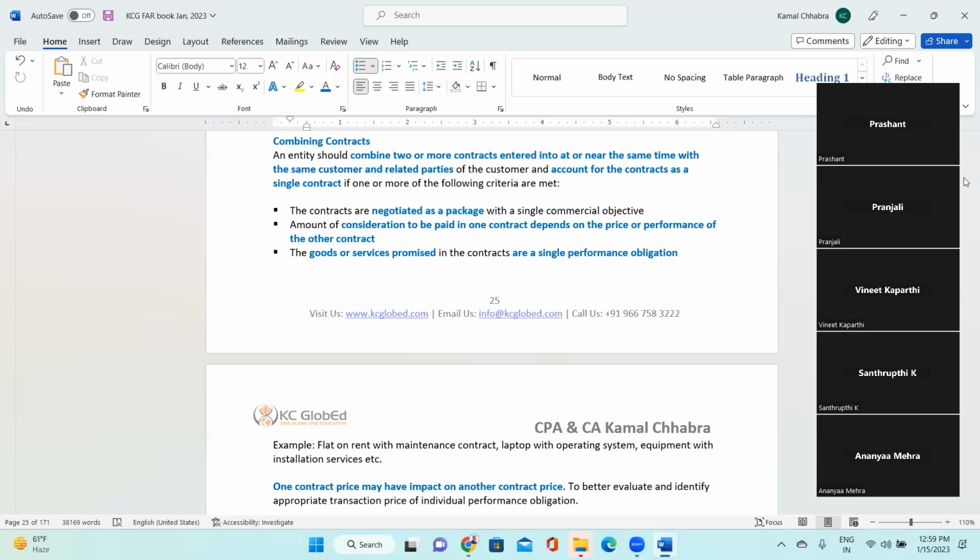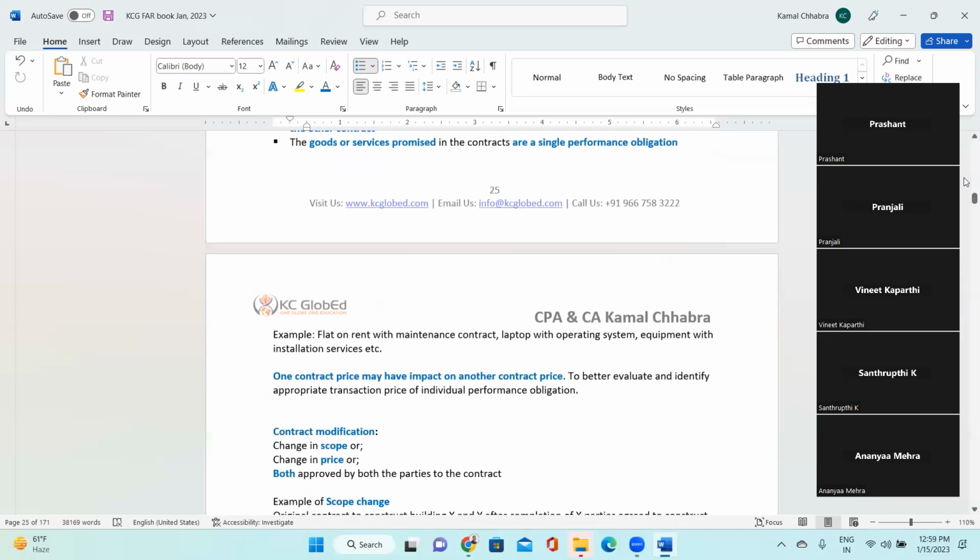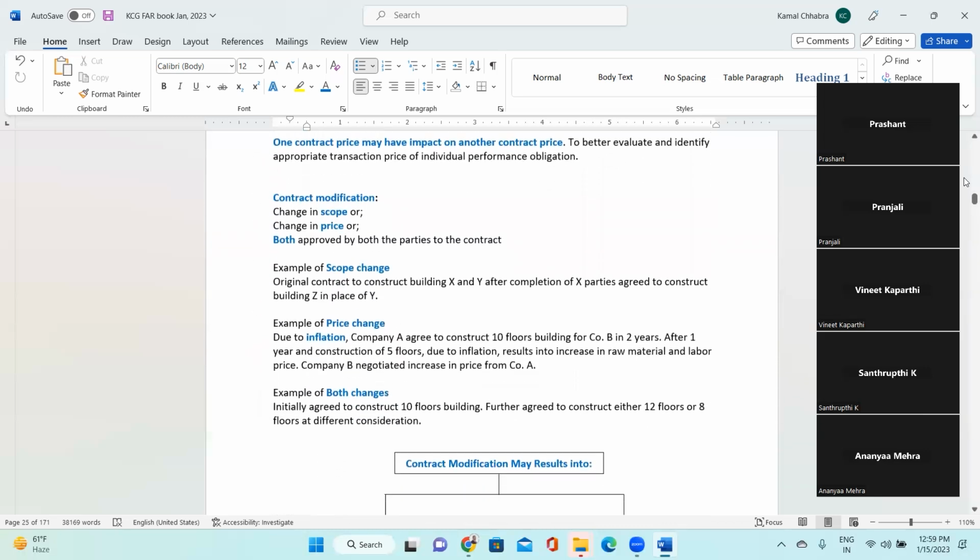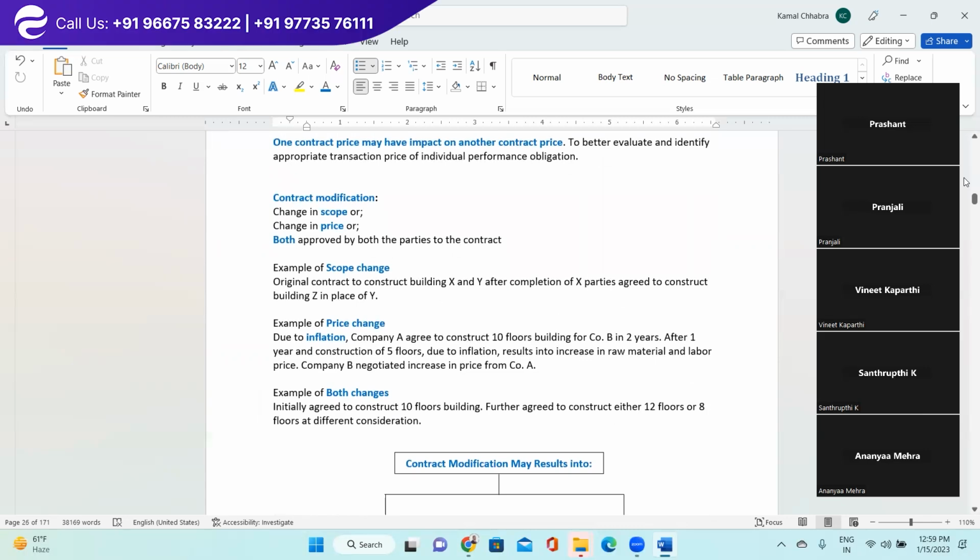Make sense? Yes. So purchasing an asset with an extended warranty can also be considered, right? Say that again. Purchasing any asset with an extended warranty can also be considered. Yes, absolutely. One contract's price may have an impact on another price, so we evaluate them together to better identify the appropriate transaction price of the individual performance obligation.